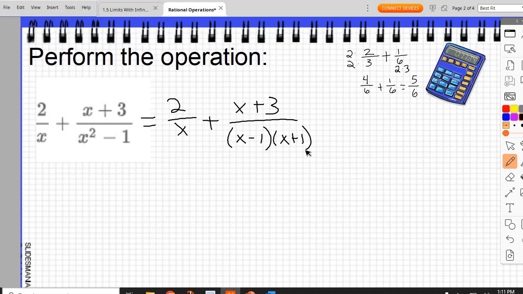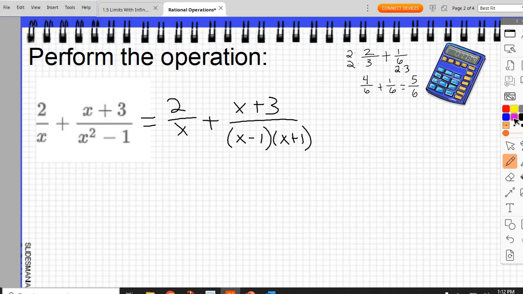Is x a factor of my second denominator, meaning it's being multiplied? No. Now I have an x minus 1 and an x plus 1. Those are its factors, but x by itself is not a factor. Which means, what is my first one missing? Or what do we have to multiply it by? Not our first one. It already has an x. Not a -1. -1 is not a factor.